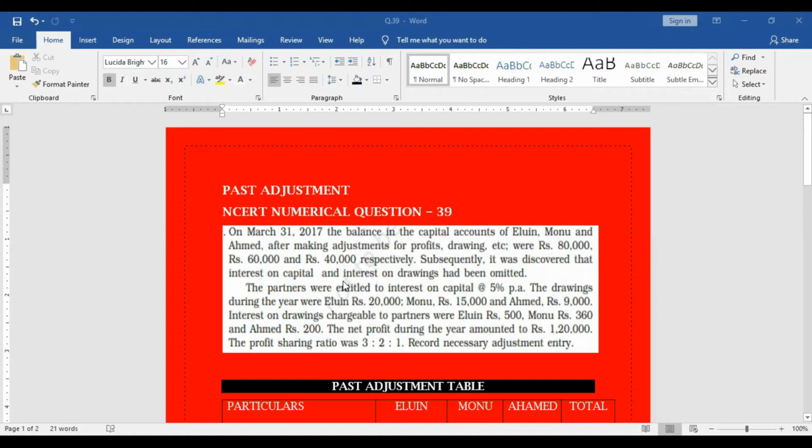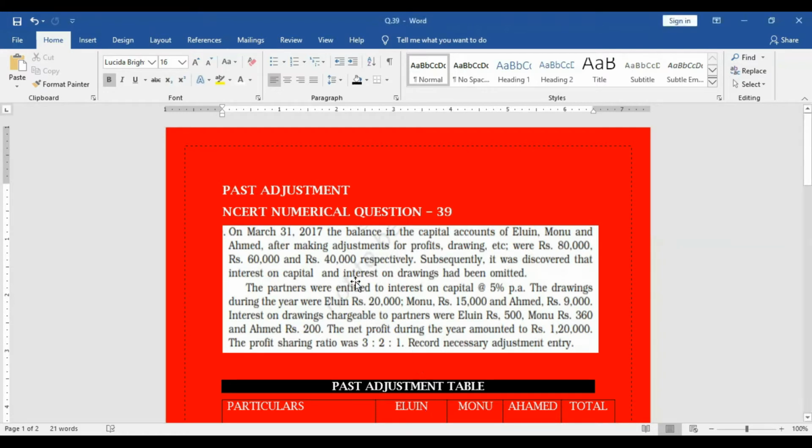The net profit during the year amounted to rupees 1,20,000. The profit sharing ratio was 3:2:1. Record the adjustment entry. Adjustment entry means we have to make a past correction entry. There is a correction in the partner capital account because they have distributed the profit without providing interest on capital as well as interest on drawing. So let's see how to solve.